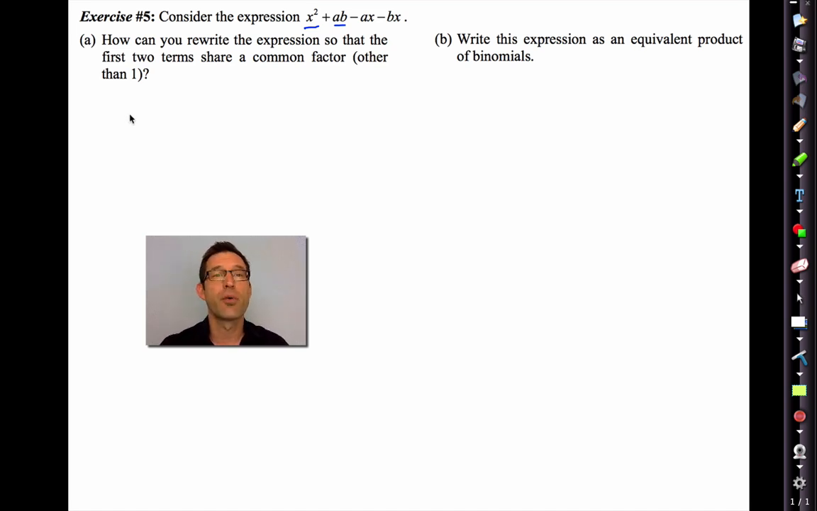In fact, if I rewrite it as x squared minus AX plus AB minus BX, well, now these do have a common factor, right? They have a common factor of x. So let's do it. Let's take this expression, now that we've rewritten it, and write it as an equivalent product of binomials. Pause the video now and see if you can do this.